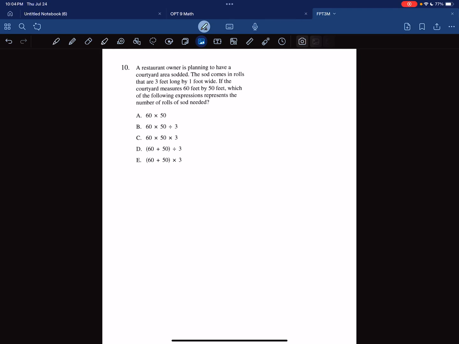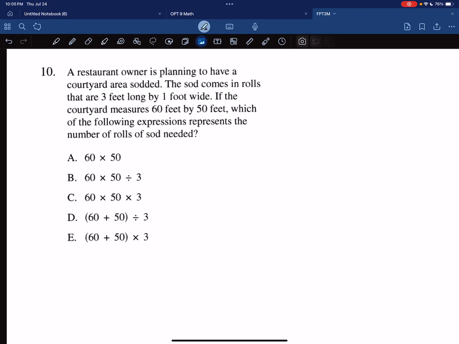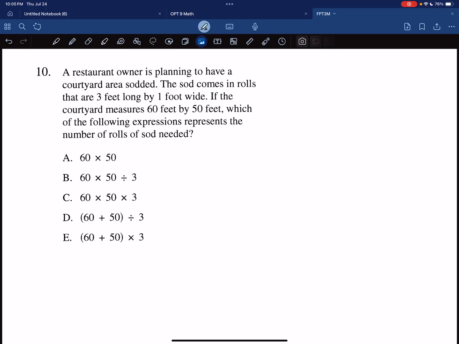I'm not sure what's going on with my iPad, so I had to cut number 10 out and bring it to a separate sheet. So yours looks a little different, but it's still the same problem. So here's number 10. A restaurant owner is planning to have a courtyard area sodded.